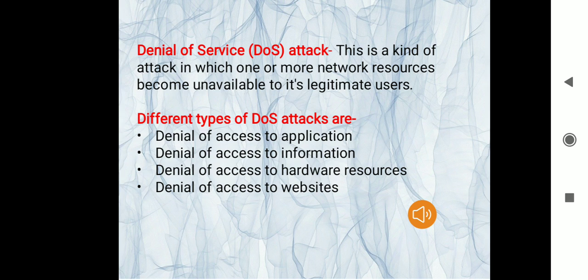There are different types of denial of service attack. The first one is denial of access to application. In this case, the application shuts down immediately after the user opens it. The next is denial of access to information. In this case, the information can be corrupted or tampered with, or its state can be changed so that it will not be available to the user on request.